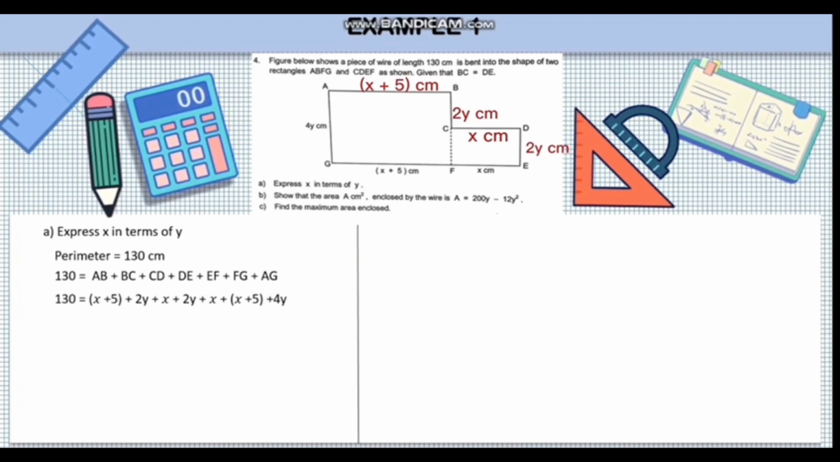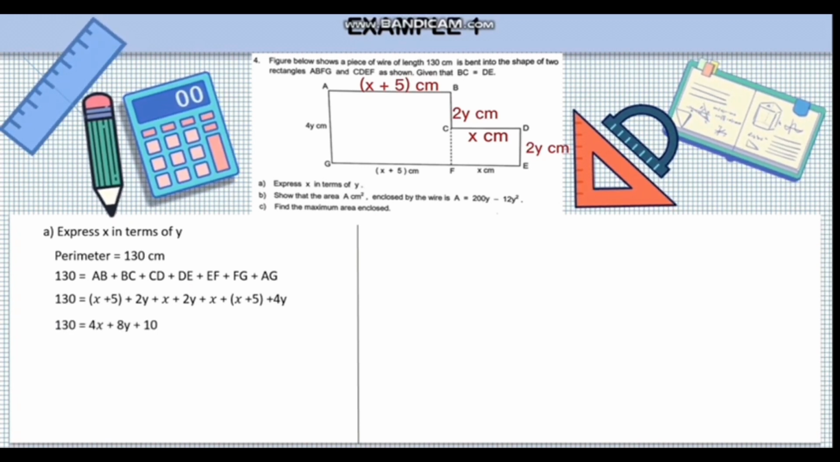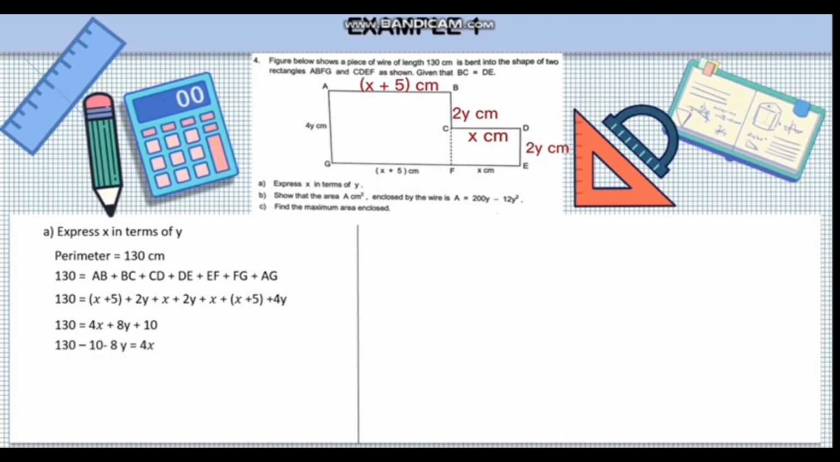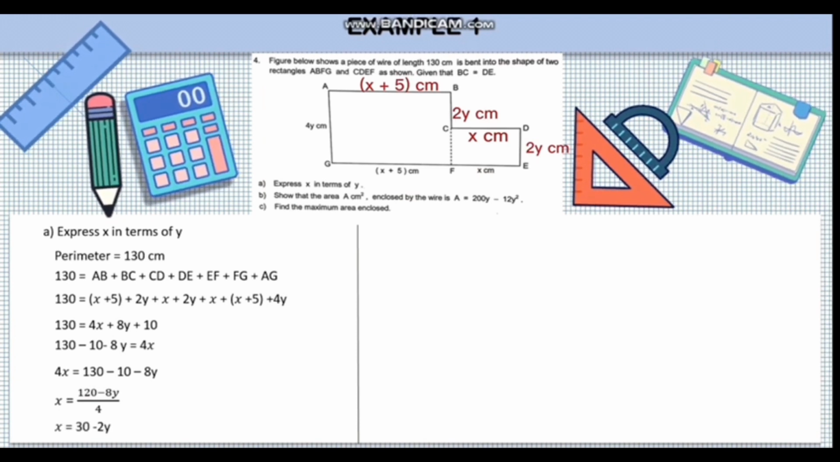After that, we need to simplify. We will get 120 equals 4x plus 8y plus 10. And then we will put x on the right and it will become like this. To make it easier to see, we can change the position into this. And then we bring 4 to the right and we will divide it by 4. Therefore, the answer is x equals 30 minus 2y.